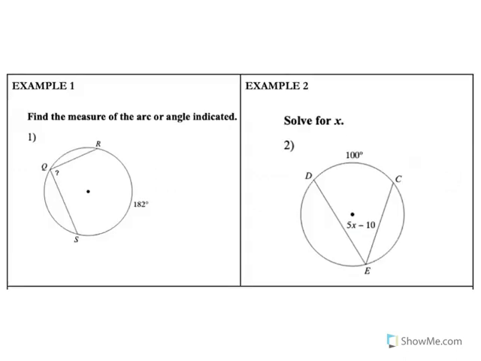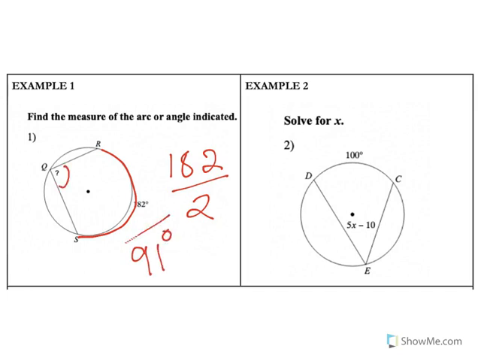Example 1 is not bad. Example 1 basically is using what we learned about inscribed angles, that it is half the measure of the arc. So here is the intersecting arc, which is 182. We're going to divide that in half, and that's going to give us 91 degrees. So we now know that that angle is worth 91 degrees.